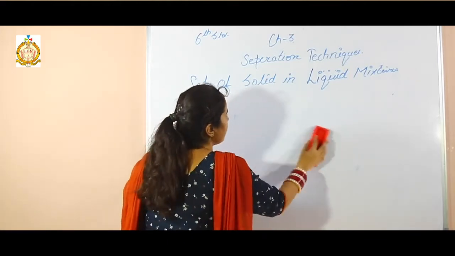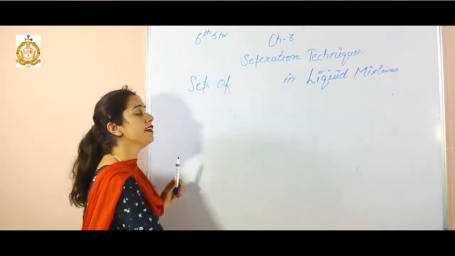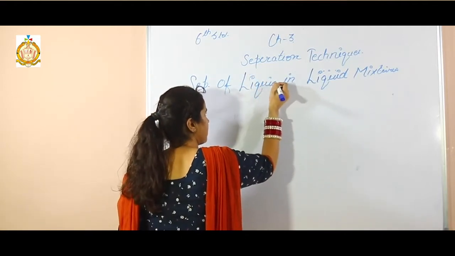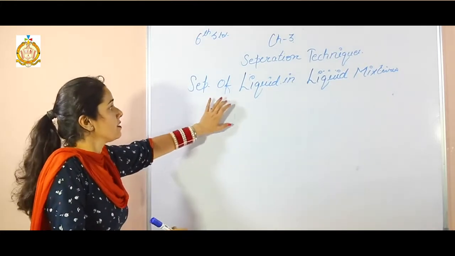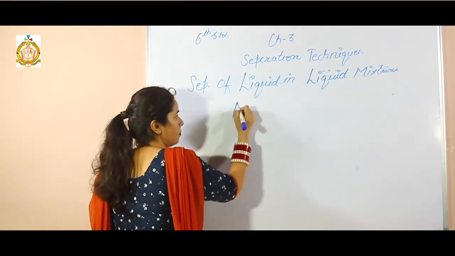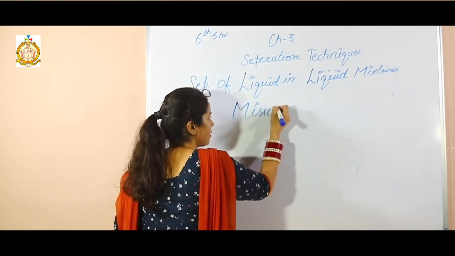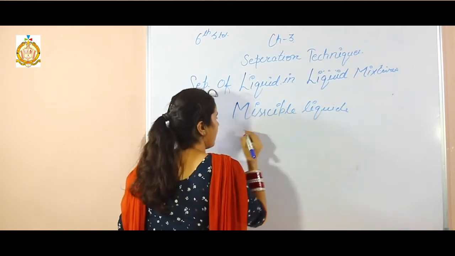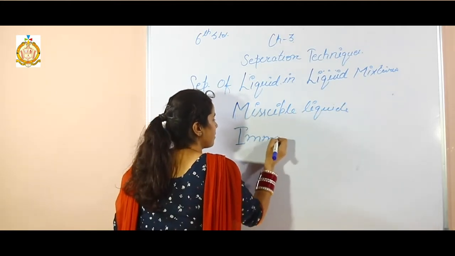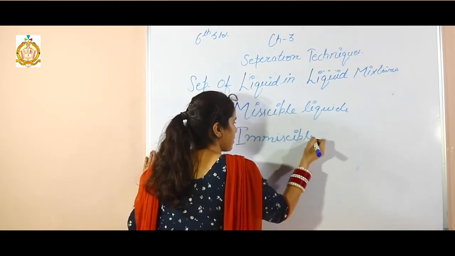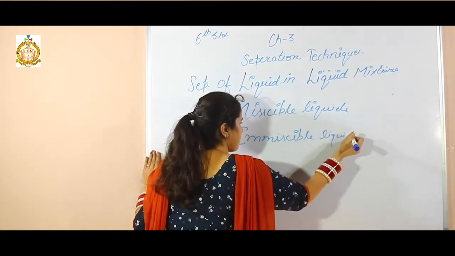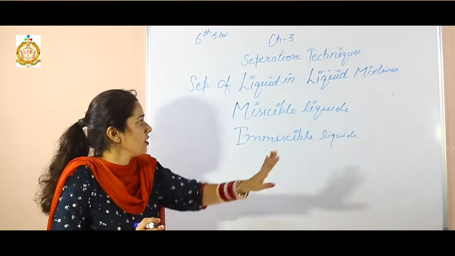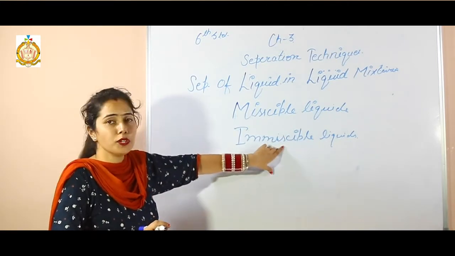Now the next one is separation of liquid in liquid mixtures. First of all, in this there are two types of liquids: miscible liquids and immiscible liquids. Miscible liquids are those where the two liquids mix with each other, and immiscible means they don't mix with each other.